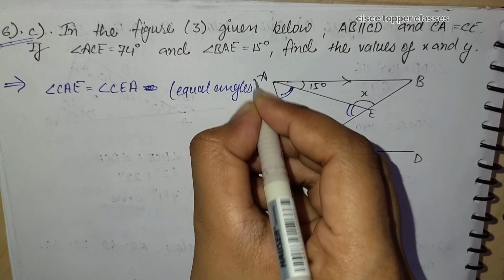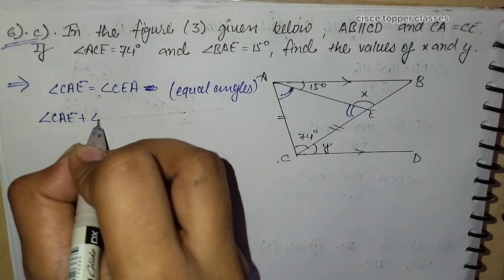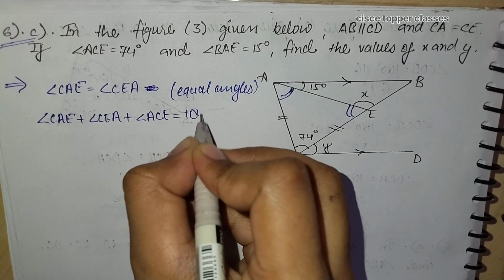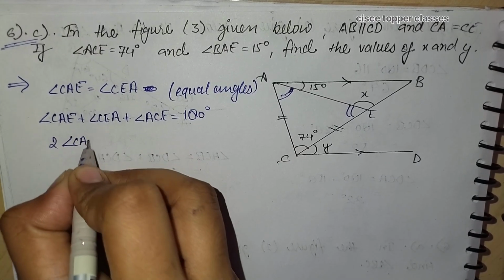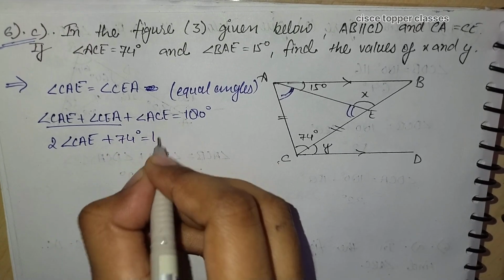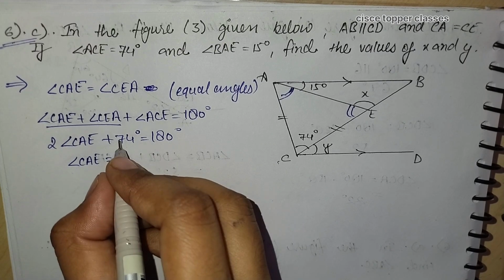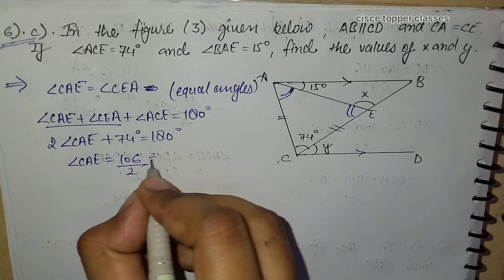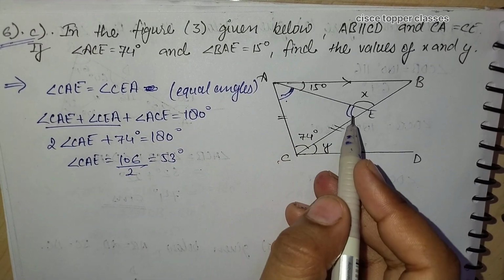We can add them as angle CAE plus angle CEA plus angle ACE is equal to 180 degrees, because the sum of a triangle's angles is equal to 180 degrees. We can put them as 2 CAE, as these two angles are equal, plus 74 degrees equal to 180 degrees. So CAE from here we can write as 180 degrees minus 74, which is 106, divided by 2 equal to 53 degrees. So this is the value of angle CAE. This is 53 degrees and this is also 53 degrees.